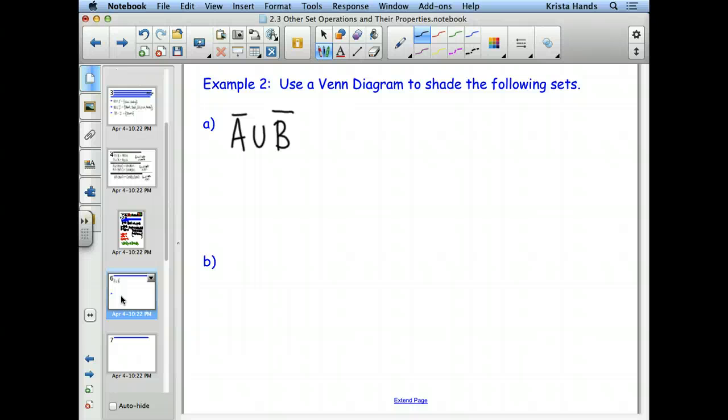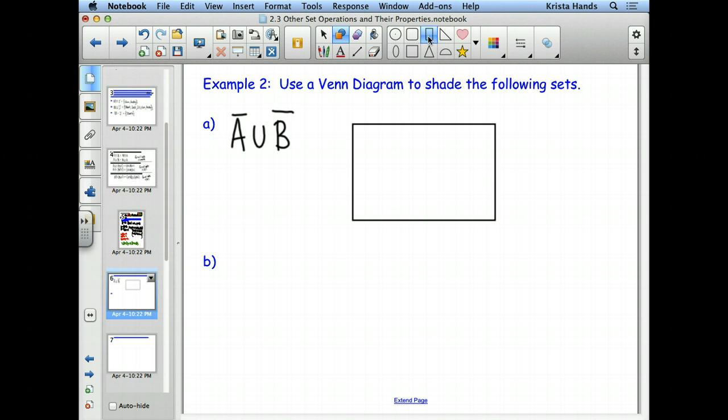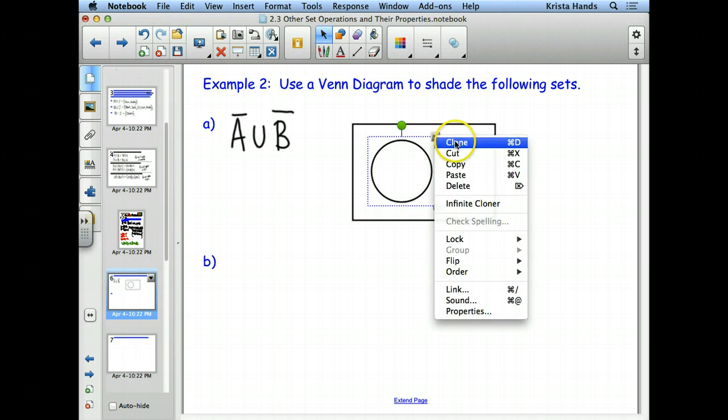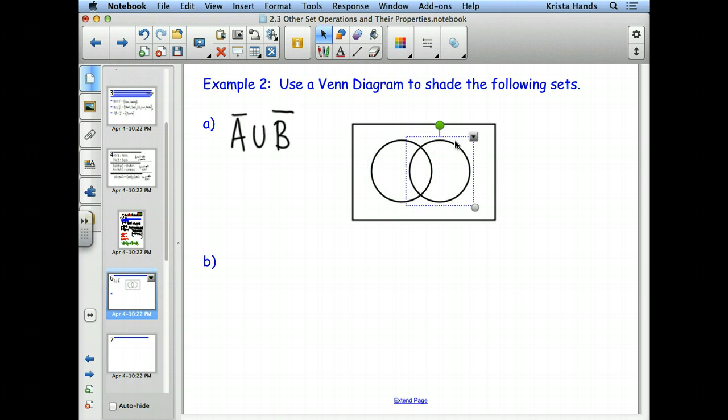So when we're working with the Venn diagrams, we're going to start by drawing a rectangle. And then we're going to draw circles for however many different sets we're talking about. So I have 2 sets here, A, B. So I need 2 circles, and they're going to overlap. We're going to call one of them A. We're going to call one of them B, and we're going to put a U on the outside.